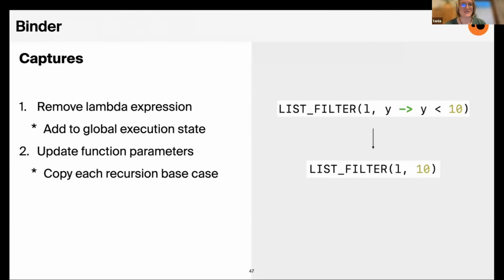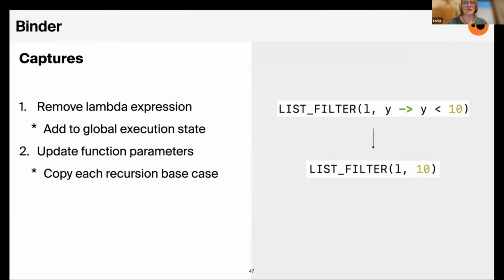Which is captures. Because the way our scalar function arrives is with two parameters, this list and this right-hand side, left-hand side expression thingy. And this we cannot understand in our execution. So what we have to do is take this whole second parameter out of the function and add it to some global execution state so we can use it later.